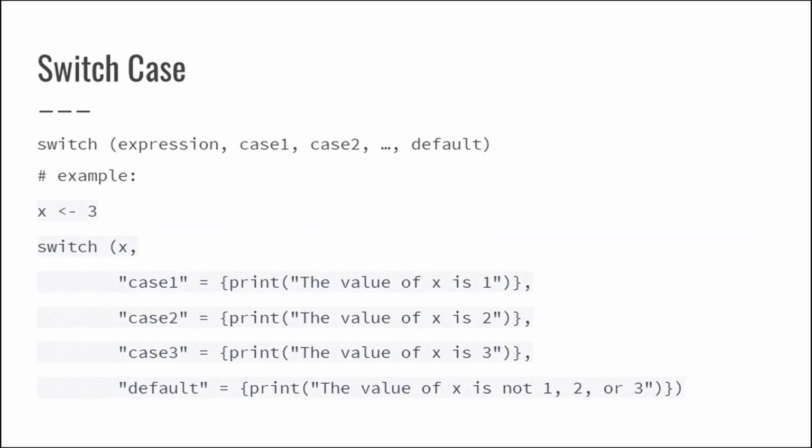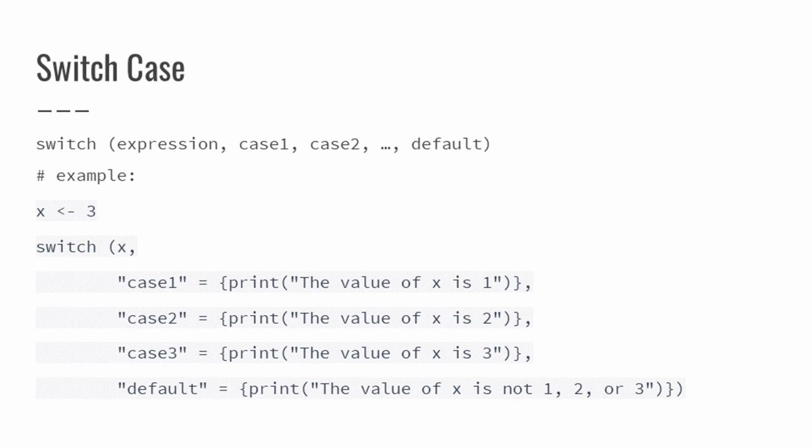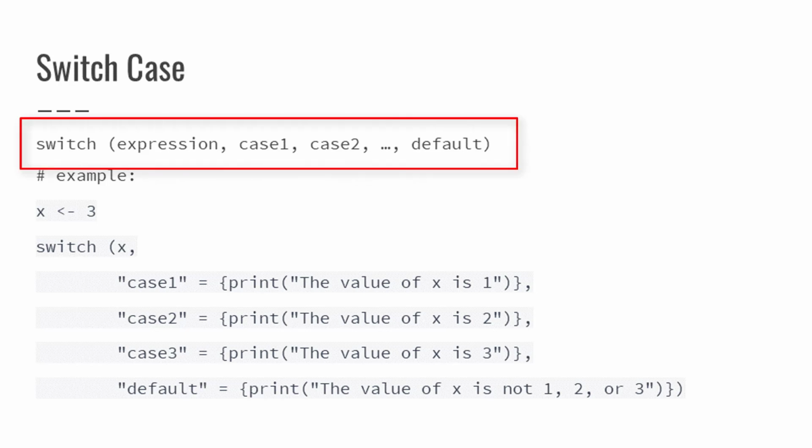Next is the switch statement in R. A switch statement is used to execute different blocks of code based on the value of a single variable. It is similar to an if-else statement, but it is more concise and easier to read when there are multiple conditions to check. The basic syntax of a switch statement in R is the switch function with an expression, cases, and then the default value. The expression is the variable or expression whose value is being tested, while case 1, case 2, etc. are the possible values that the expression can take, and the default case is optional and is executed if none of the previous cases are true.